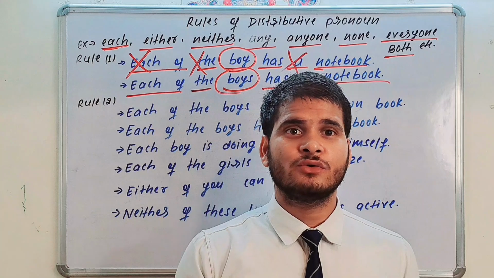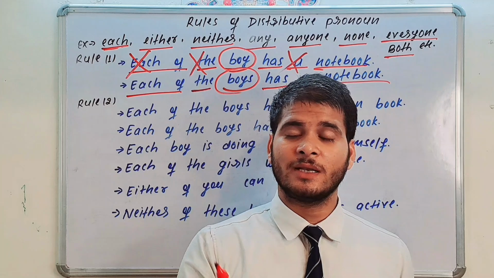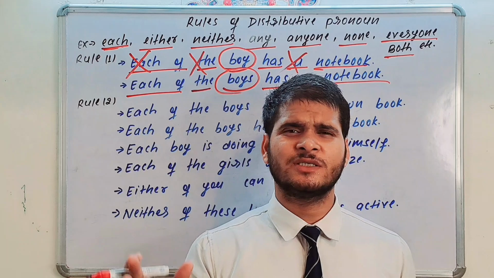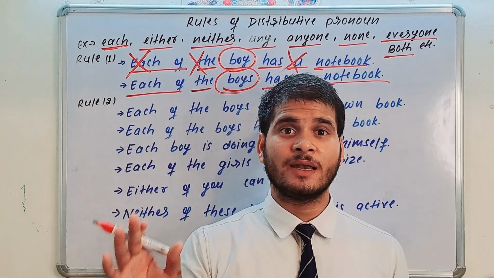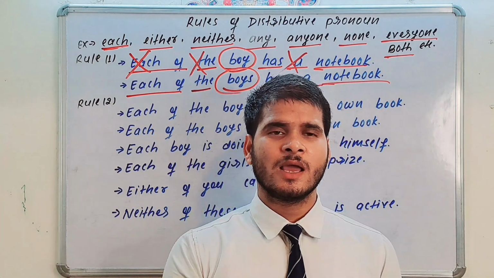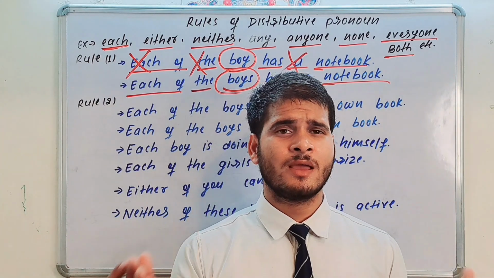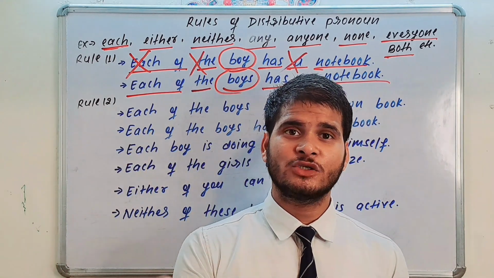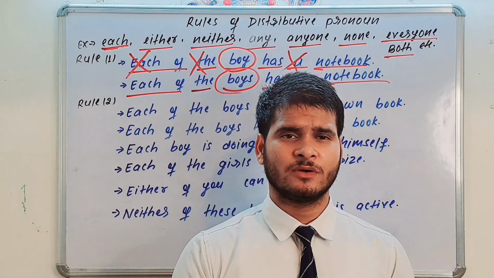The article "the" is used after each of, either of, neither of, and before the noun in a sentence. The article "the" is used after every distributive pronoun like each of, either of, neither of, and before nouns in a sentence. As I told you, only a plural noun and pronoun should be used after each of, either of, and neither of.